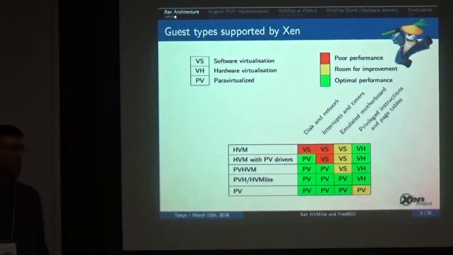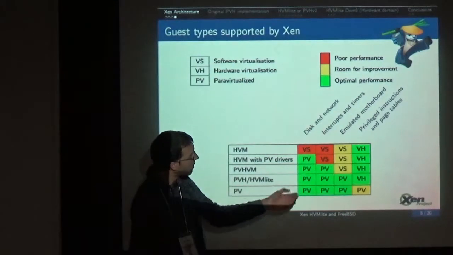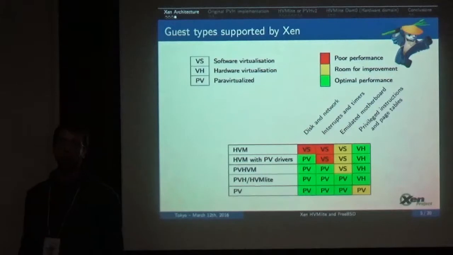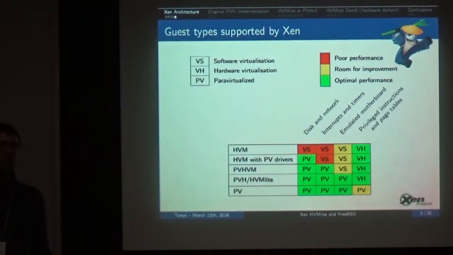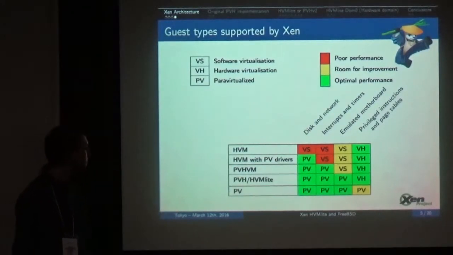This is very expensive in general, and that's why this square is marked in orange or yellow, because that's something that doesn't perform really well. Each time you want to update the page table, you have to issue a hypercall, which is an expensive procedure. So in general, this is the worst point of a PV guest.